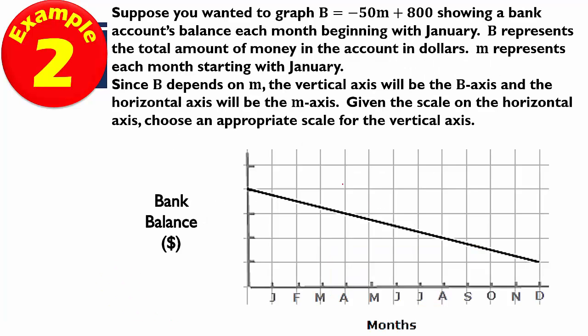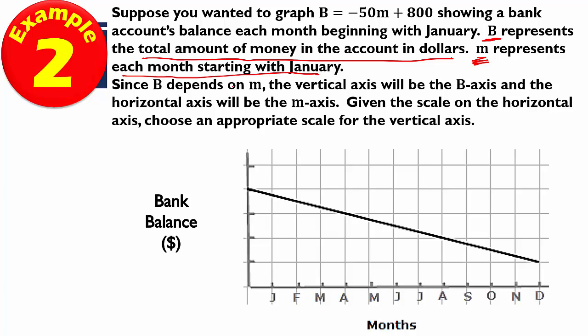Suppose you wanted to graph B equals negative 50M plus 800. It shows a bank account balance each month beginning with January. B represents the total amount of money in the account in dollars. M represents each month starting with January. Since B depends on M, the vertical axis is going to be the B axis, and the horizontal axis will be the M axis.